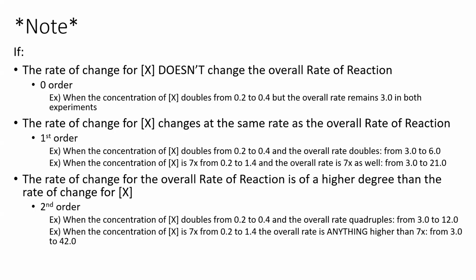And when the concentration of X is 7 times, so from 0.2 to 1.4, the overall rate, you don't really have to memorize the exact rules, but if it's anything higher than 7 times, like for example, from 3 to 42, then you know it's second order by process of elimination. If there's no change, or if there is a change, then you know it's not zero order. And if it's above first order rate, then you know it has to be second order by process of elimination.